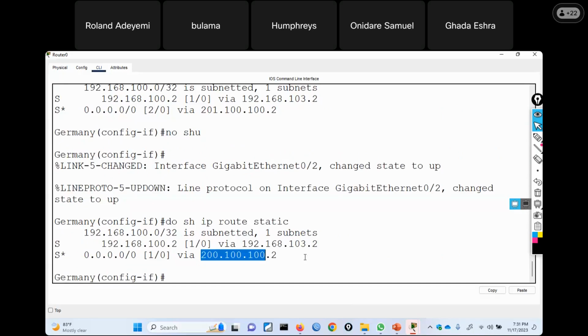That is how we use this floating static route. We want the other link to be floating, the other connection to be floating. It's not going to be active at this point in time. And that is where we use this particular one.